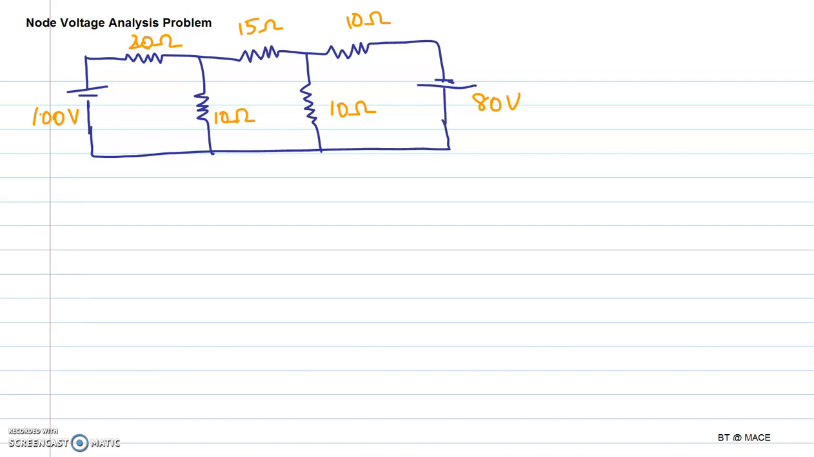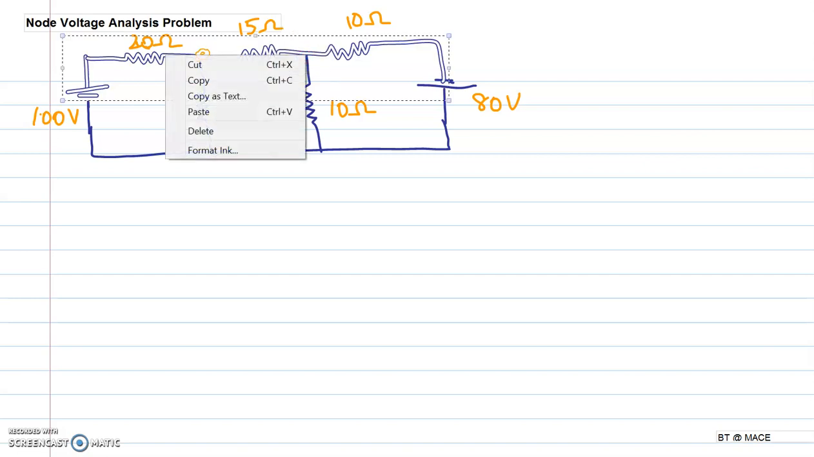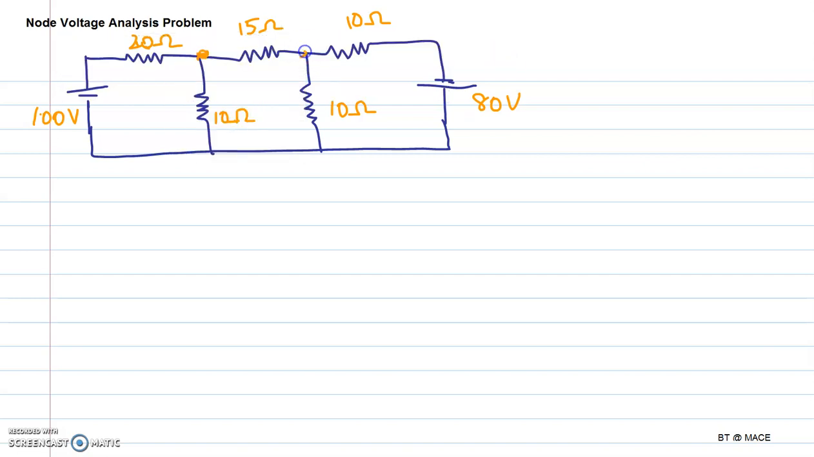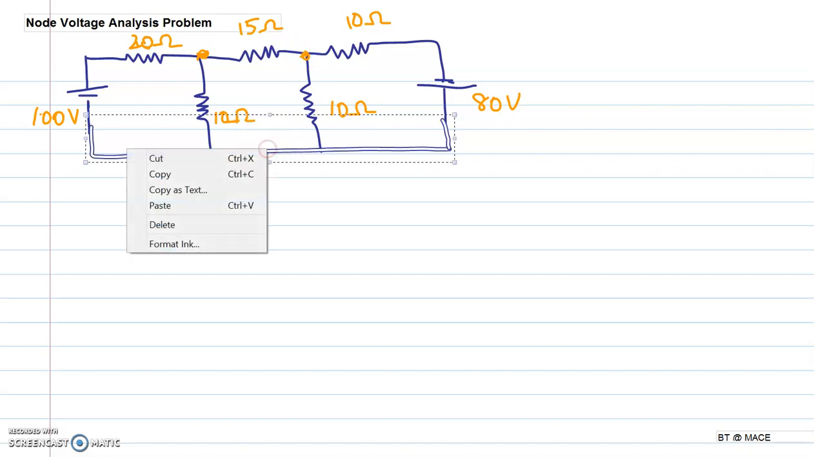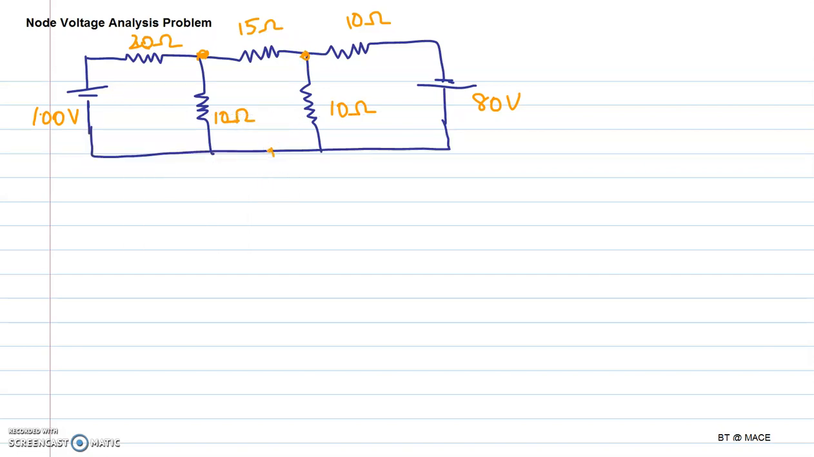This can also be done using mesh current. But if the question is on node voltage, then you have to use the node voltage technique in order to identify the circuit parameters. So here we are identifying the nodes. We have 3 nodes, 1, 2 and 3. One of the nodes we are taking as a reference node, and that node is this one. So this is at 0 potential.